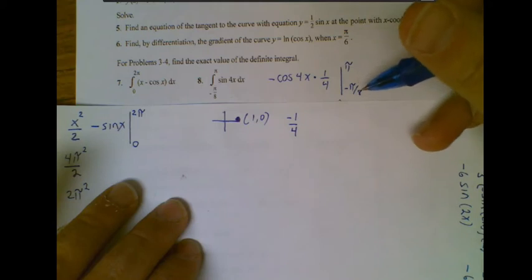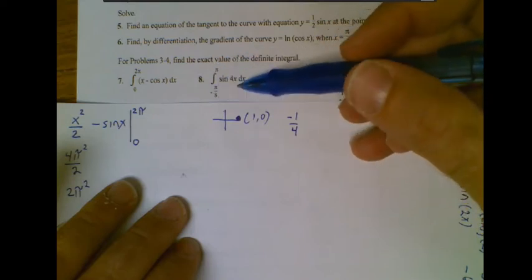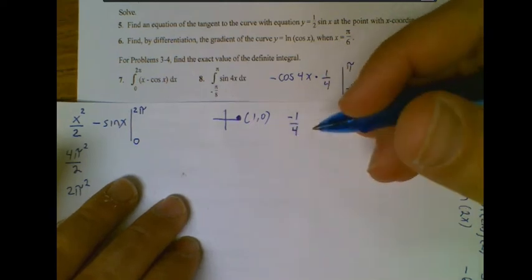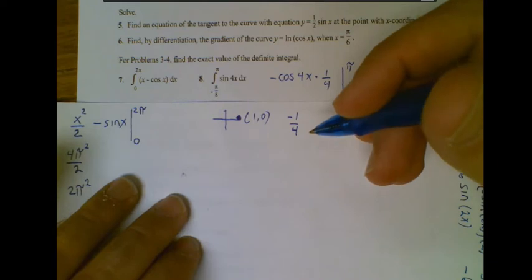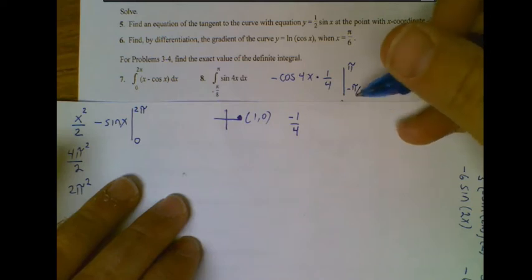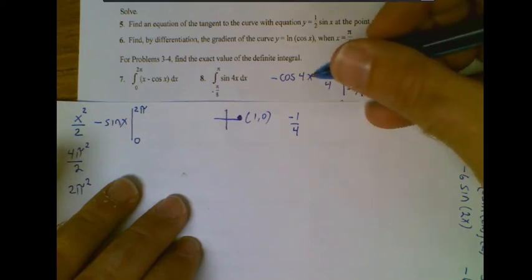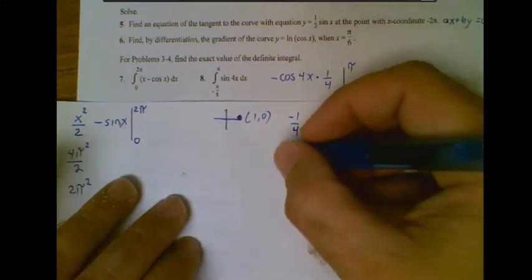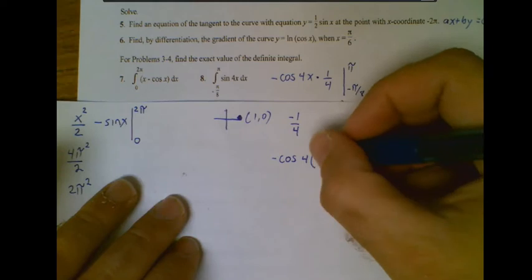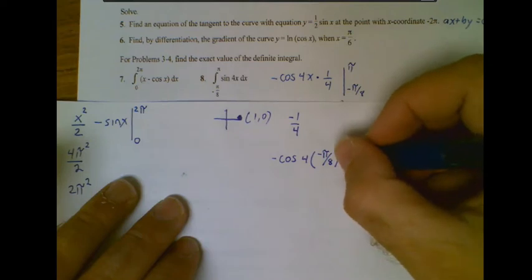Now I need to plug in negative pi eighths. Notice this says an exact value, so even though I could do this in a calculator and get a decimal, it may not give me an exact value if I'm getting decimals or an irrational answer, so you're going to need to know how to do some of this without the calculator. But I'll show you how you could plug this into a calculator in just a second. Anyway, let me write this off to the side: negative cosine of 4 times negative pi eighths, times 1/4.